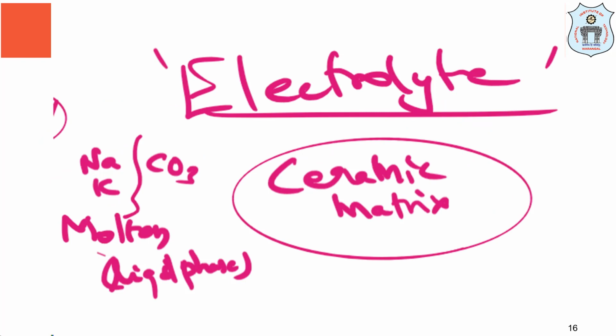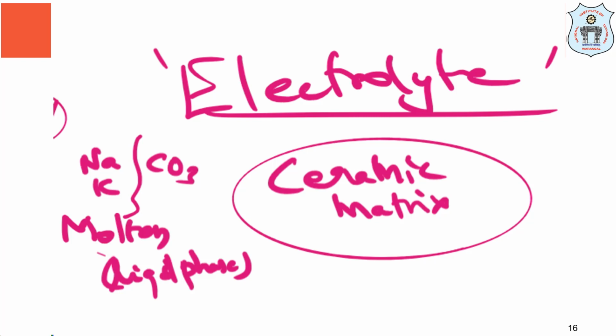And what is the electrolyte? It is a mixture of sodium and potassium carbonate supported by a ceramic matrix. So I told you the electrolyte being used here is sodium and potassium carbonate supported by a ceramic matrix. Based on the electrolyte name, the name of this fuel cell is molten carbonate fuel cell. That's it, no? Molten carbonate fuel cells.